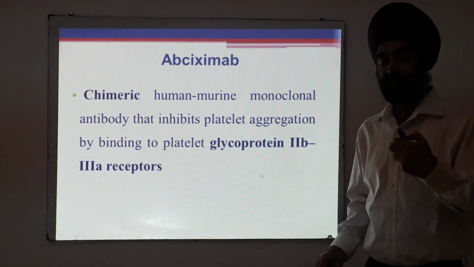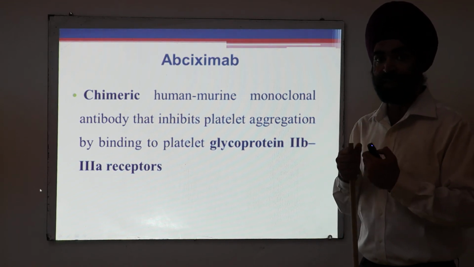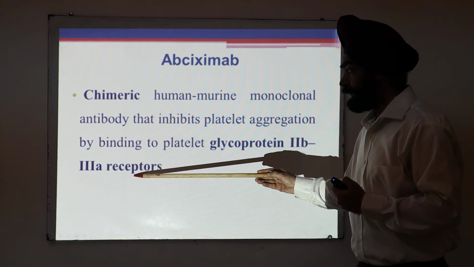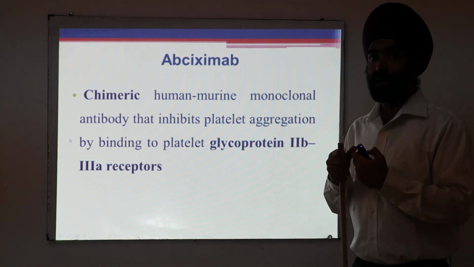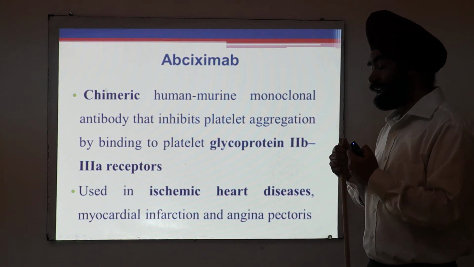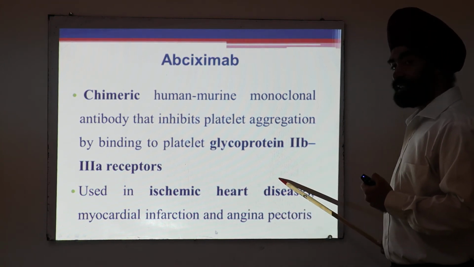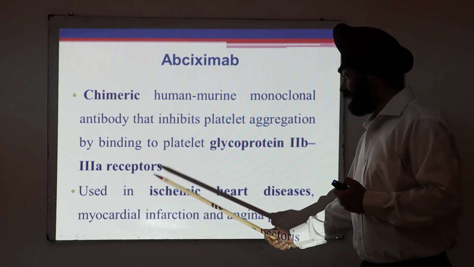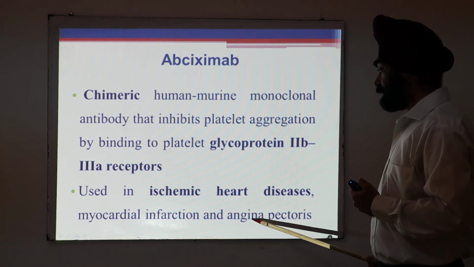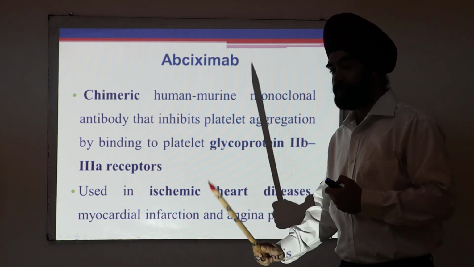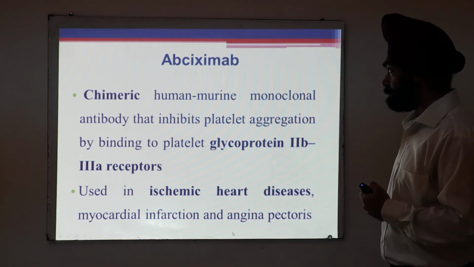If you remember the pharmacology, these glycoprotein 2b3a receptors are present on the platelets. And what is the function? The function is platelet aggregation. So that means if you inhibit these receptors, platelets will not be able to aggregate. If platelets are not able to aggregate, we can prevent ischemic heart diseases like myocardial infarction or angina pectoris. Even this drug can be used in the acute attack of myocardial infarction.